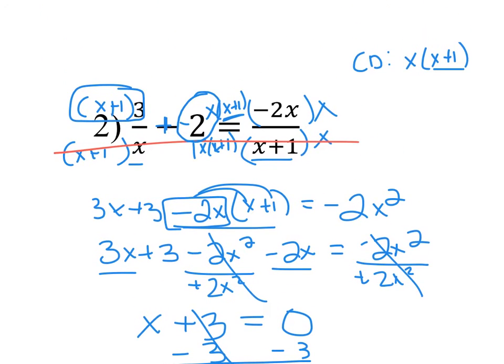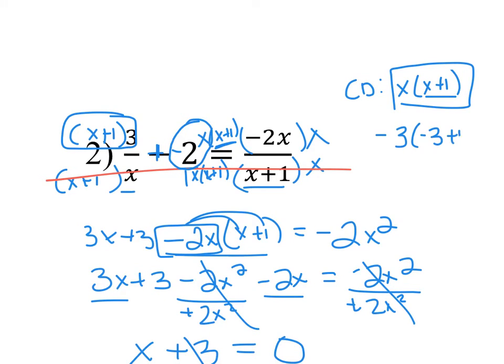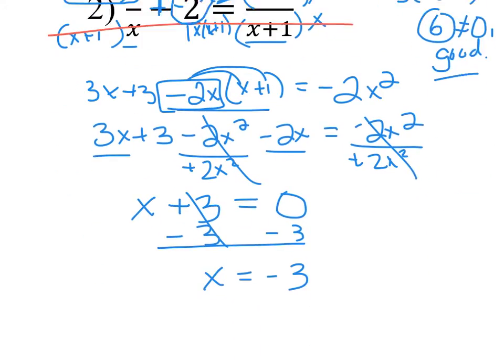Go back, check to make sure. I don't know if I can erase still. No. If I put in my common denominator, so the denominator is this. If I put negative 3 in that denominator, okay, what would I get? So it's negative 2 times a negative 3, so it's a positive 6. 6 is not equal to 0, so we're good. Negative 3 is the answer. Done.